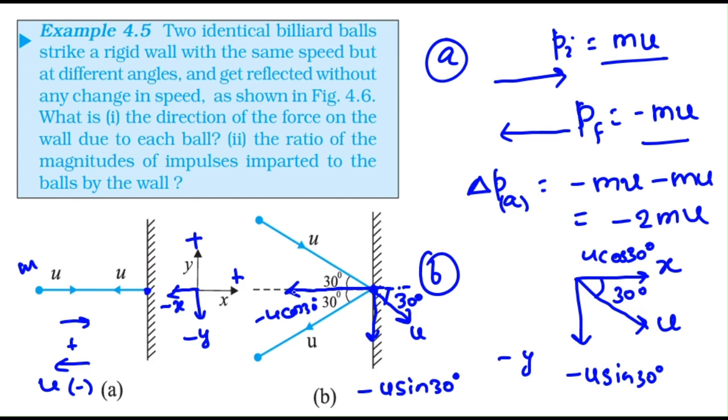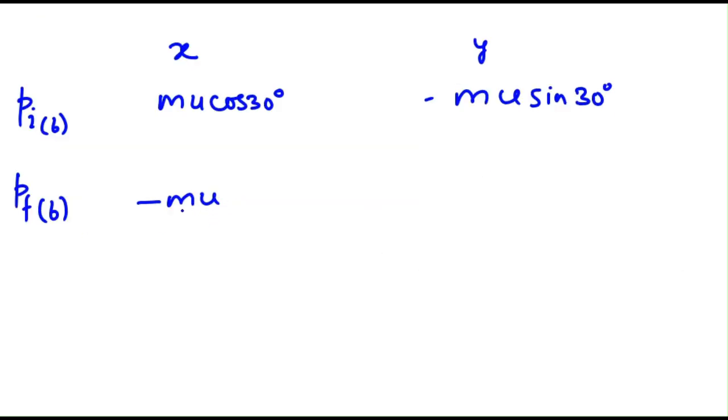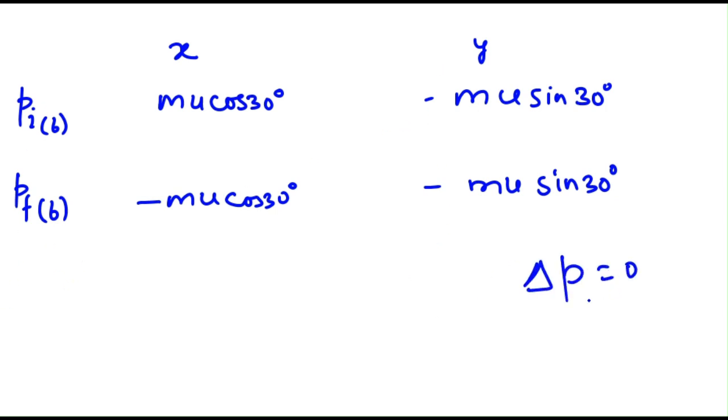The velocity along the x-axis is now along the negative x-axis, so we write its component to be minus u cos 30. We multiply this by m, and we get the final momentum along the x-axis, which is minus mu cos 30 degree, and this remains unchanged. Along the y-axis, the change in momentum is 0 in the second case, and along the x-axis, the change in momentum is final momentum minus initial momentum.